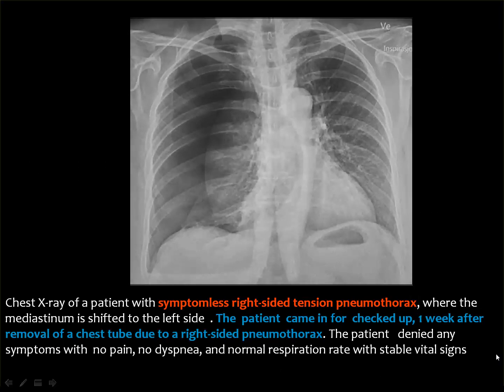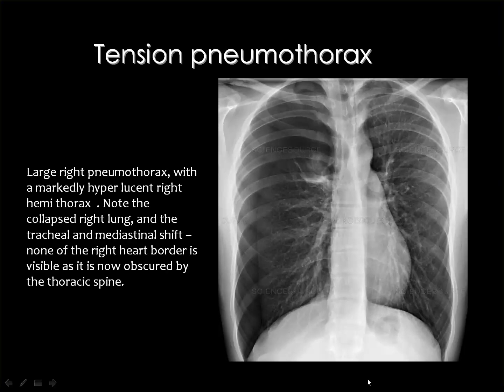And in this case, the patient has a symptomless right-sided tension pneumothorax. This is a case from the literature, and the patient denies any symptoms, and the mediastinum, as you can see, is shifted to the left side. The lung is markedly compressed by the pneumothorax. The patient came for a checkup 1 week after removal of a chest tube, and the patient denied any symptoms, with no pain, no dyspnea, and normal respiratory rate.